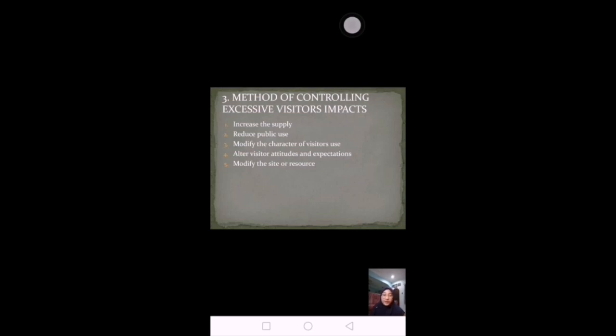Number 3, modify the character of visitor use. For example, by controlling where the use occurs, when the use occurs, what type of use, and how the visitors behave. Number 4, alter visitors' attitudes and expectations, which means you have to know what the visitors' attitudes and expectations are. They come to your place and they expect something from you. Last but not least, modify the site or resources, by increasing the durability of the problem site or by maintaining the reliability of the site.